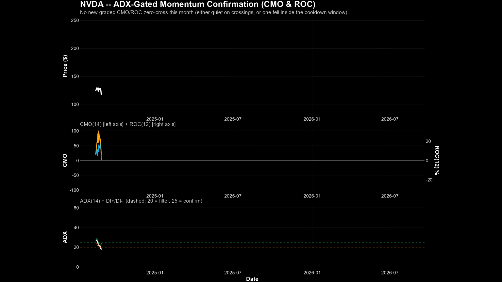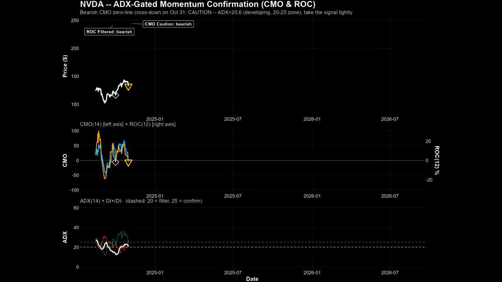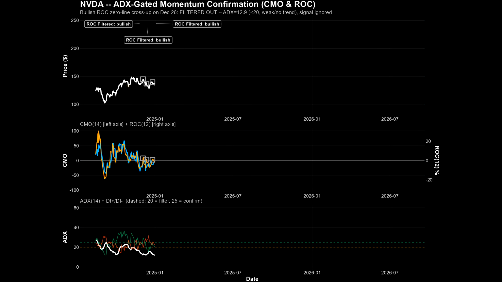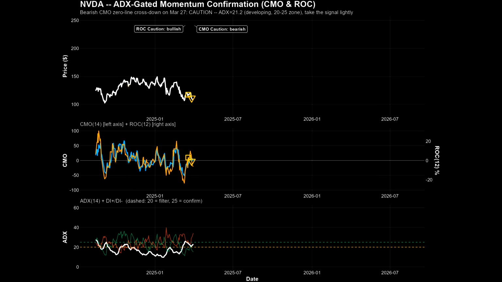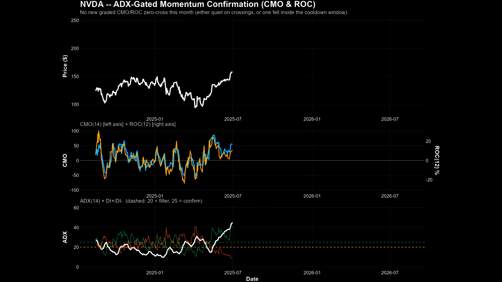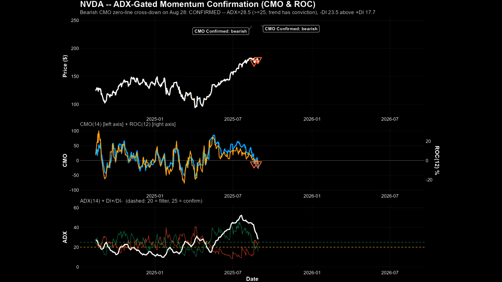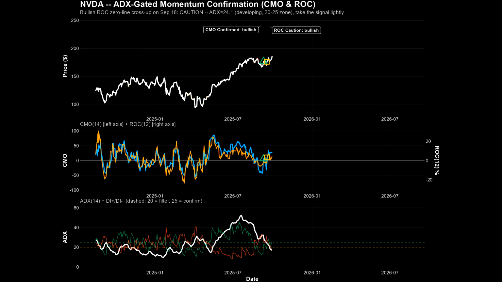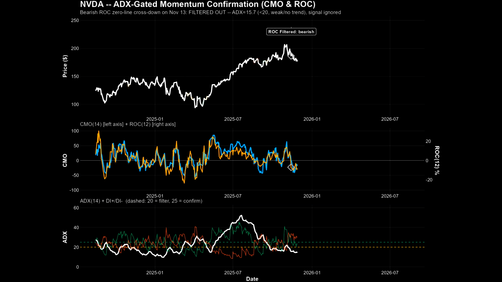What you're watching now is a live, monthly updating build of ADX-gated momentum confirmation on real NVIDIA data. 3 panels always moving together as each new month is added. Price runs across the top, with every CMO and ROC zero line cross marked. Triangles for direction, circles for CMO events, squares for ROC events.